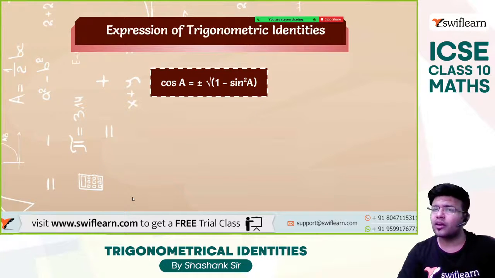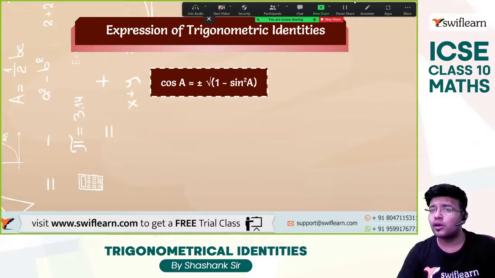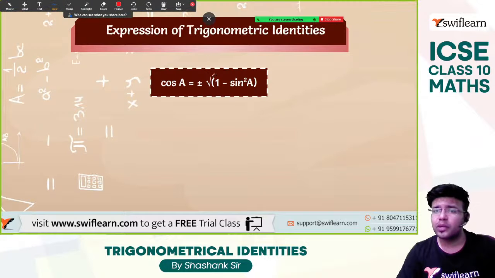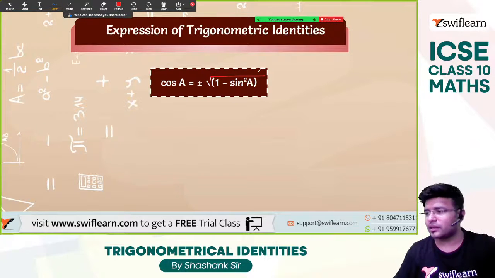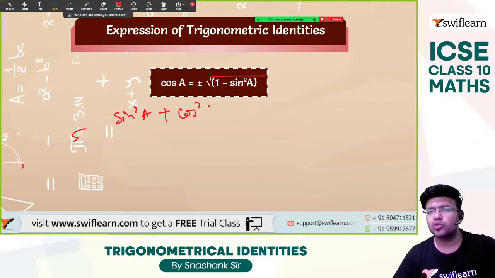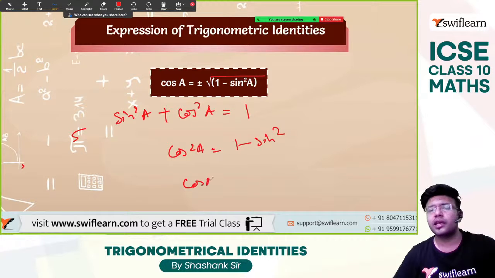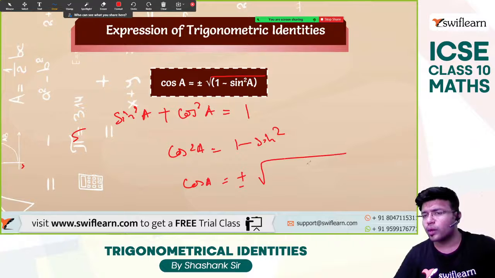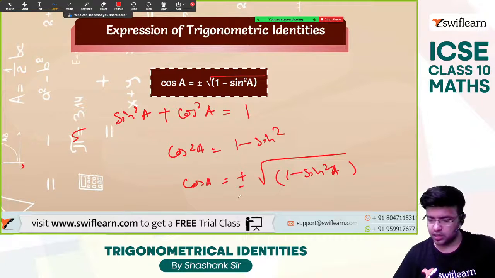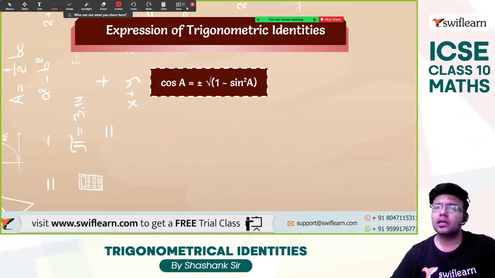Some other trigonometric identities: cos A is equal to plus or minus square root of 1 minus sine square A. How did this equation come? We know that sine square A plus cos square A is equal to 1. Now how much is cos square A? 1 minus sine square. Cos A is equal to plus or minus square root of 1 minus sine square A. This is the expression.